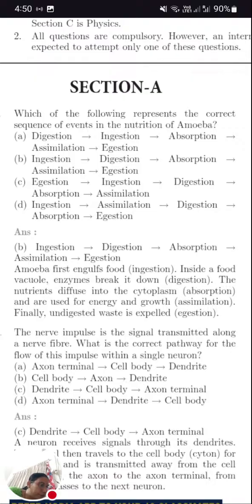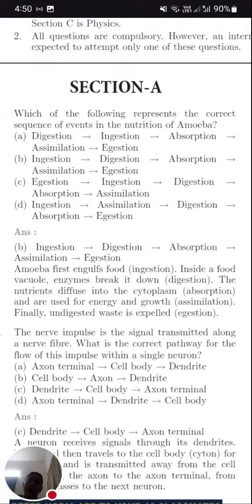So here the first one is ingestion. After ingestion, it is taking in its food. Then after that, digesting the food. After digestion, it has to absorb the digested food. That comes under absorption. And next, the assimilation, where it will assimilate, that is, utilization of the digested food. And finally, egestion, that is giving out of waste.